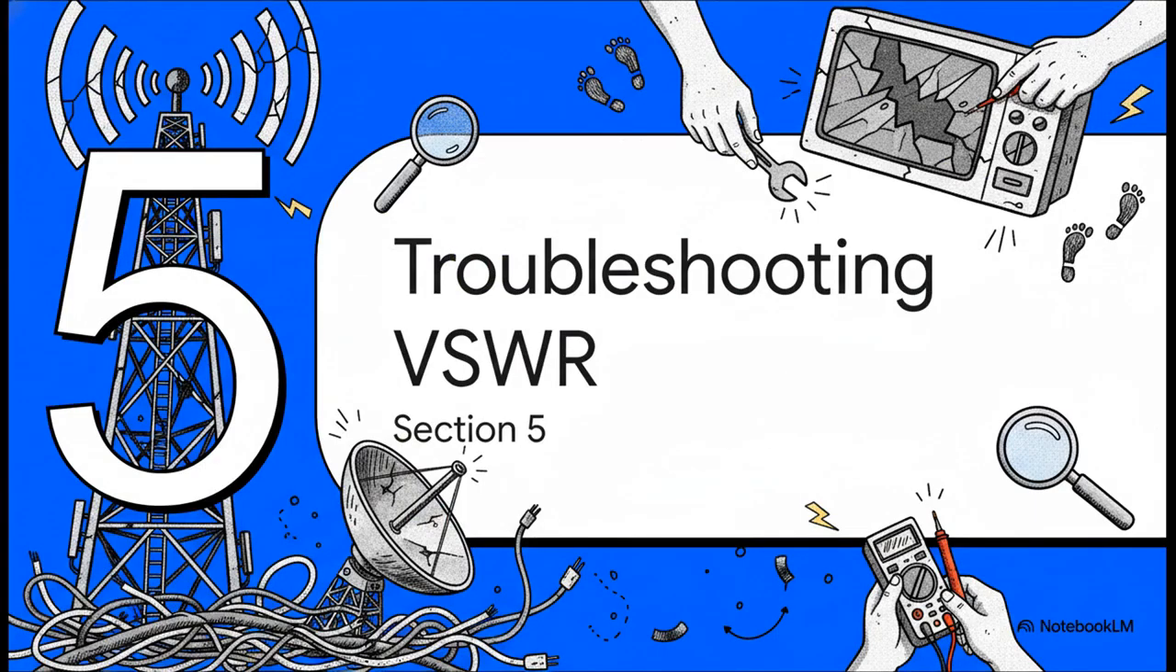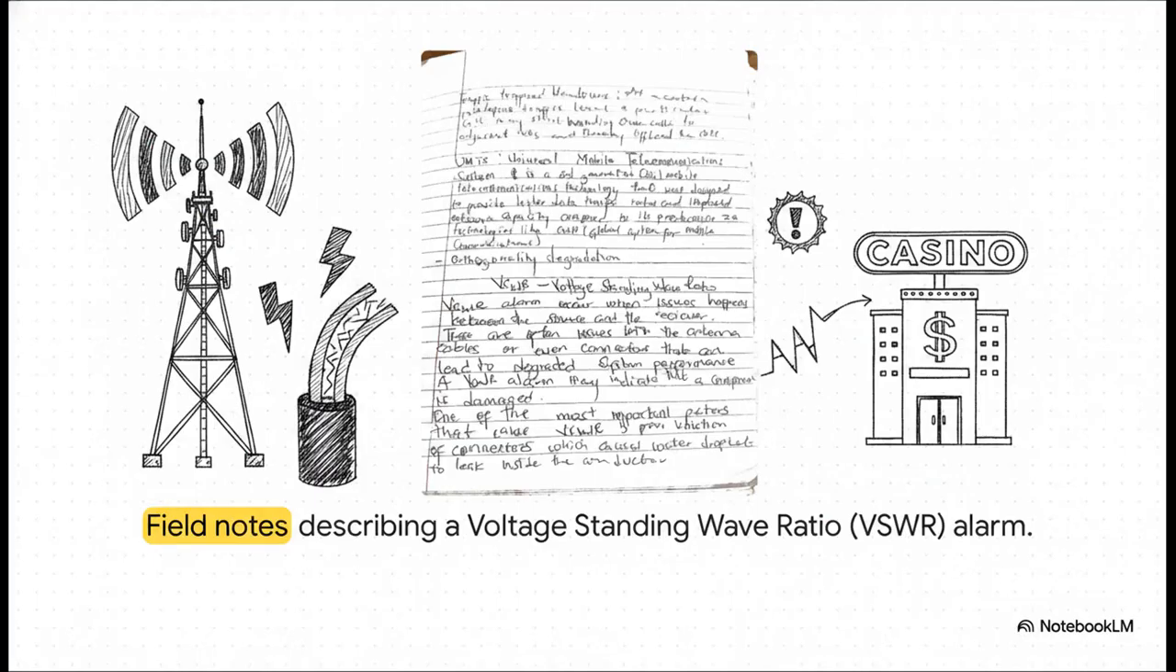Okay, let's get into the real world. Section 5, troubleshooting the VSWR alarm. Picture this setting. It's a Monday morning site visit to a casino in Lancaster. The engineering team has just laid down new feeder cables, DAS cables, for an indoor building solution. They power up the system, but suddenly, bam, they get hit with a stubborn VSWR alarm on the Airtel 3G network.